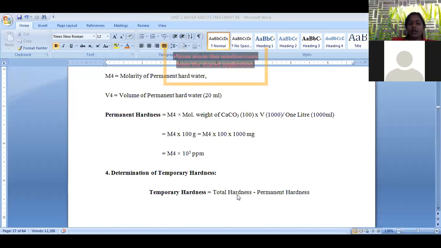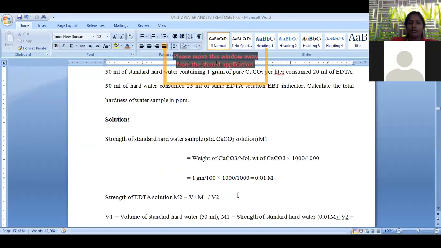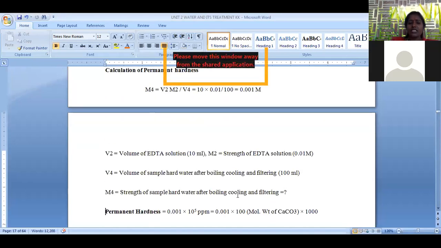And the next is about a very important topic, potable water and its treatment.